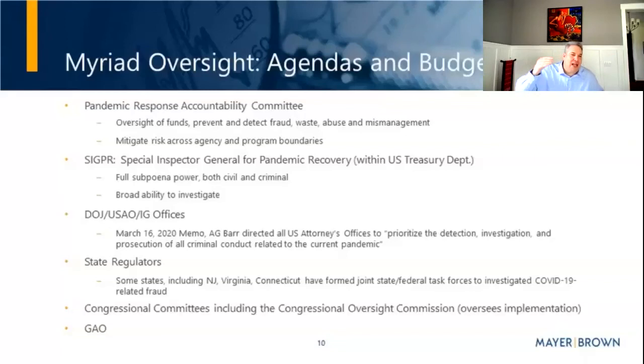But you've got the Accountability Committee, which is looking to detect fraud, waste, abuse, and mismanagement in any of the programs. SIG-PR, which is a Special Inspector General over the money that was outlaid in the pandemic. And SIG-PR has full subpoena power, a broad ability to investigate anything, and can team with any body that it feels is appropriate to bring a matter.